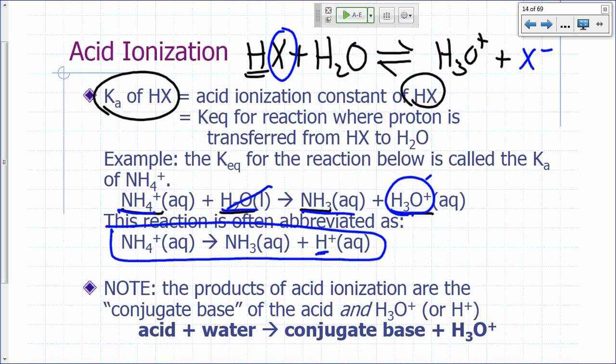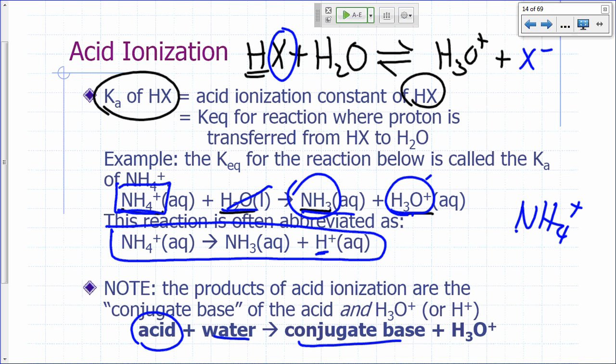What do you notice is the product of this reaction? Anytime you have an acid donating to water, you get the conjugate base of the acid. What's the conjugate base of ammonium? That's what you get when it's lost the H plus. What happens when you lose the H plus from NH4 plus? Instead of 4 hydrogens, you have 3 hydrogens, right? And your charge, instead of +1, will drop down to 0. So NH3 is the conjugate base.